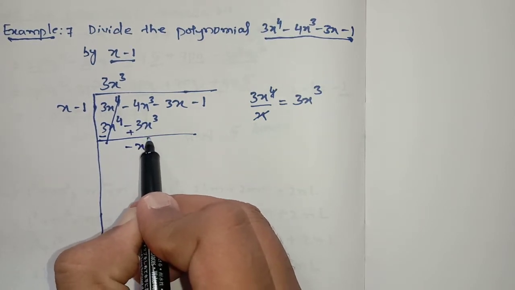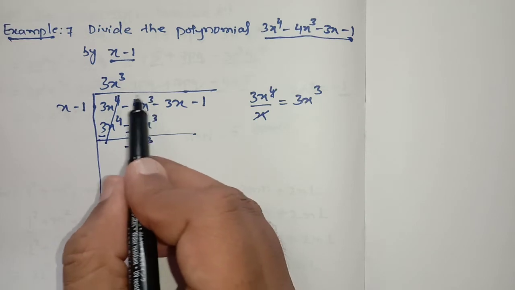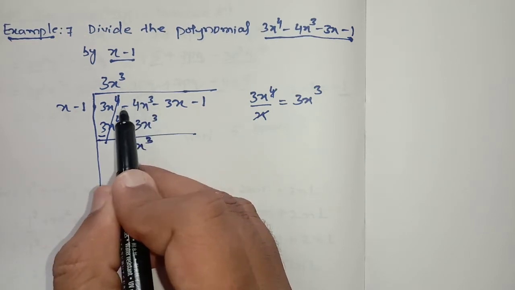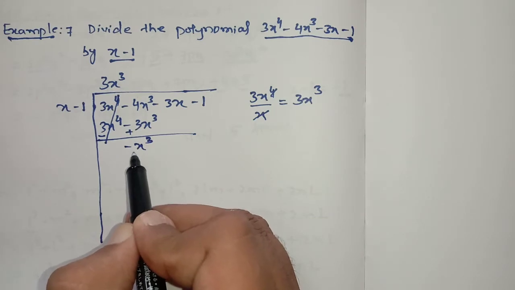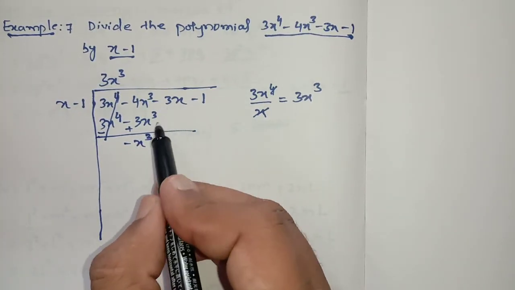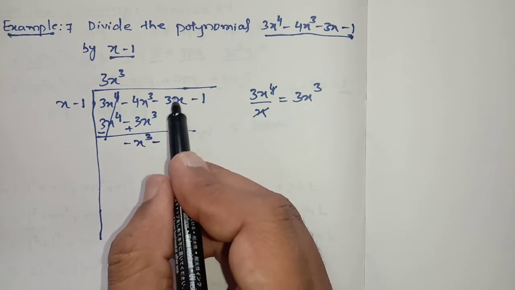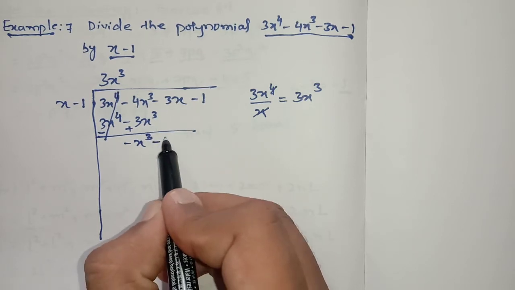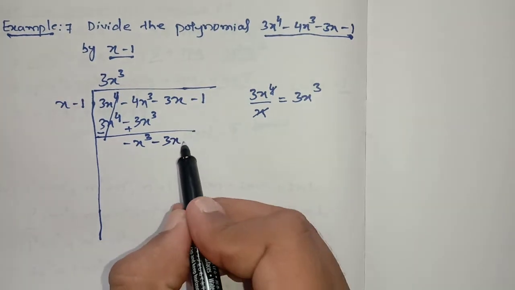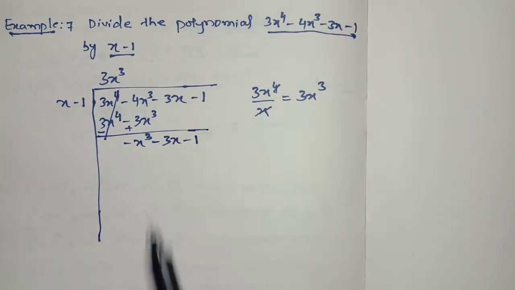Why minus x cube? Because the greater number's sign is minus. This is the smaller number, the greater number's sign is minus. That's why minus x cube. And these terms will be as they are, because we don't have another term of x. So this will be as it is. We don't have a constant to solve with this constant, so this will be as it is.